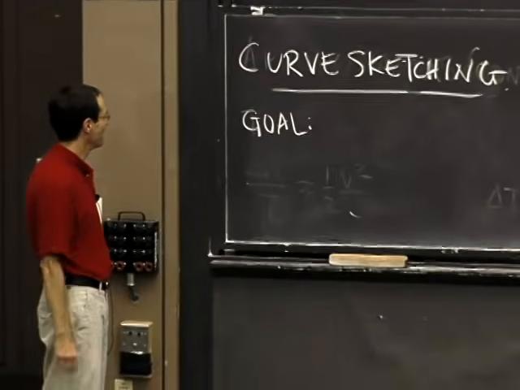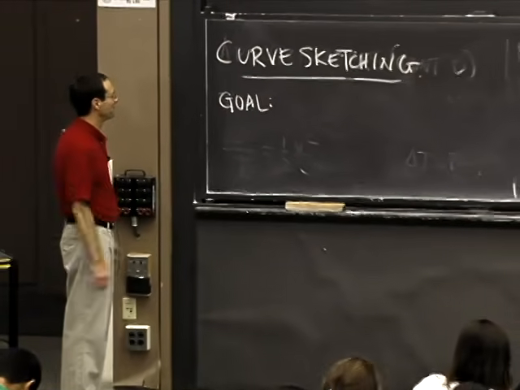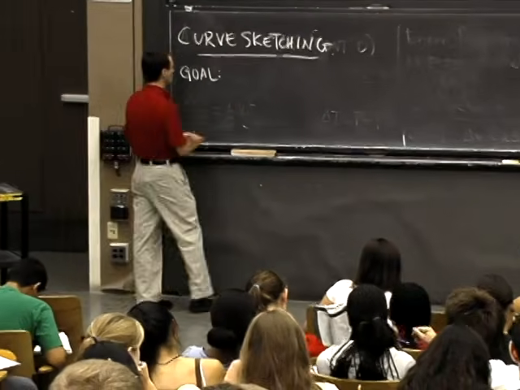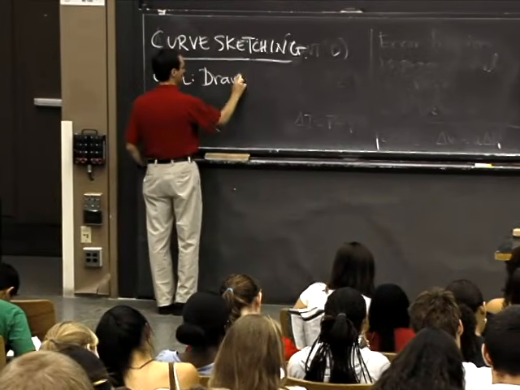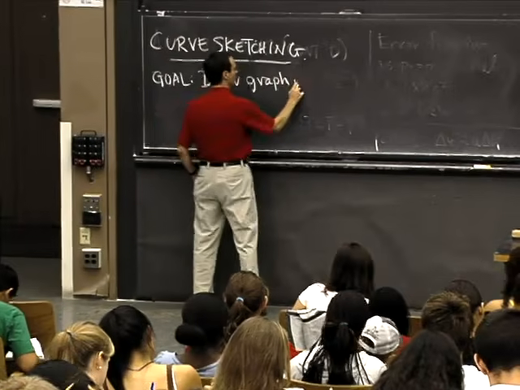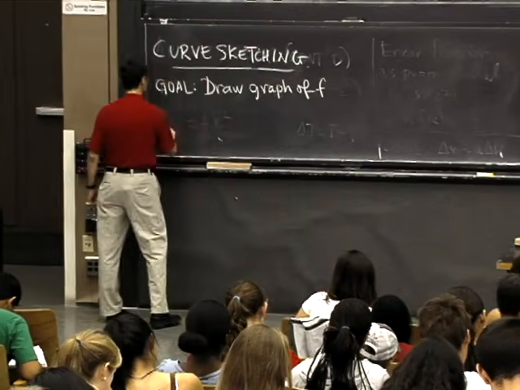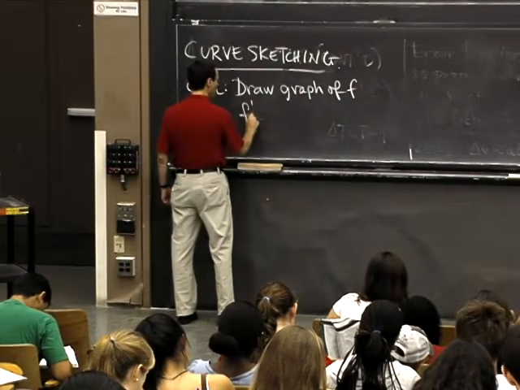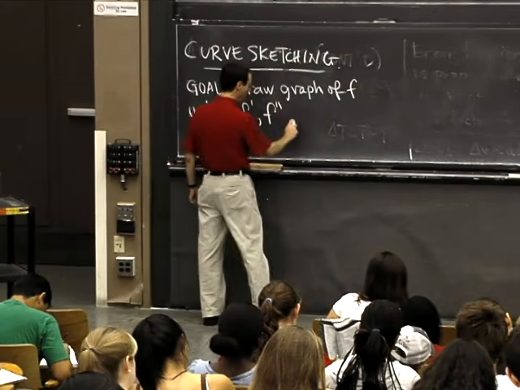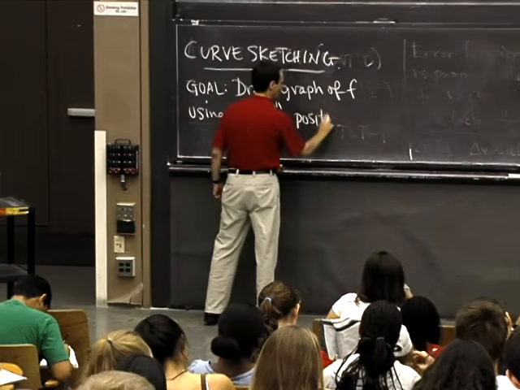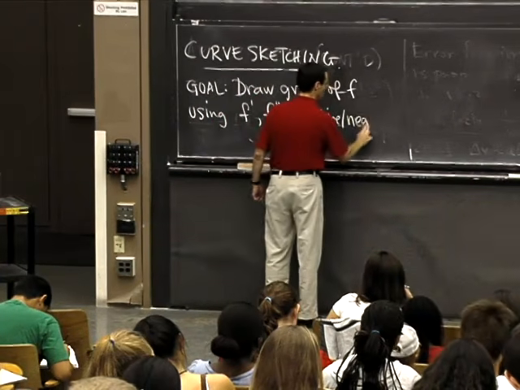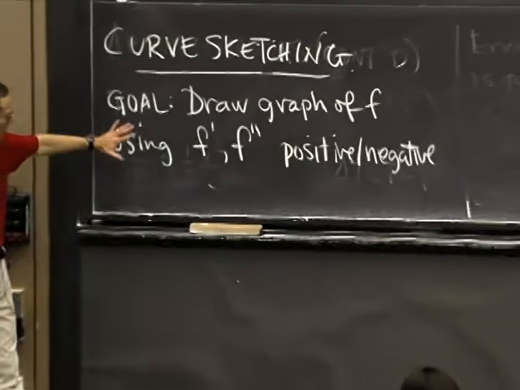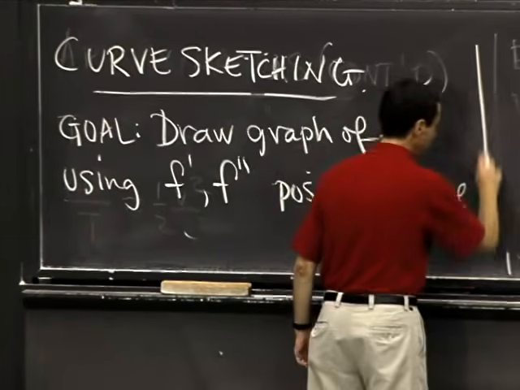Sketching. All right, so here's our goal. Our goal is to draw the graph of f using f prime and f double prime, whether they're positive or negative. Okay? So that's it. This is the goal here.